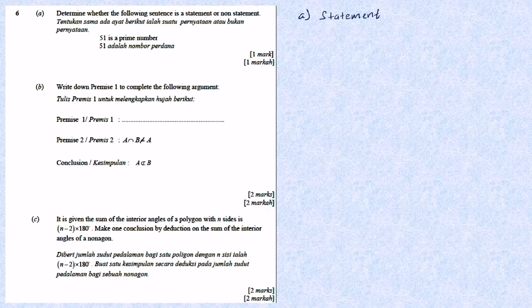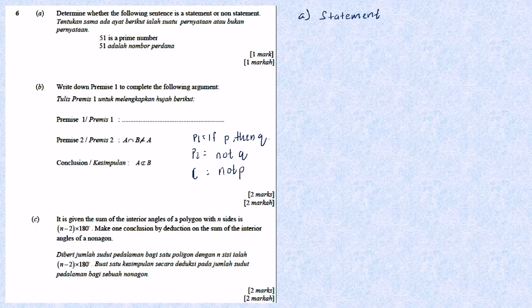B. Write down premise 1 to complete the following argument. Premise 2: A intersect B not equals A. Conclusion: A is not a subset of B. Okay, so this type of argument actually is: premise 1, if P then Q. Premise 2, not Q. Conclusion, not P.